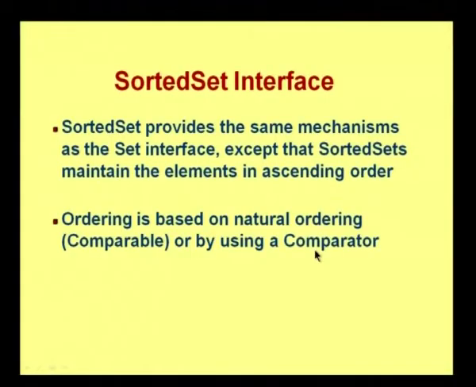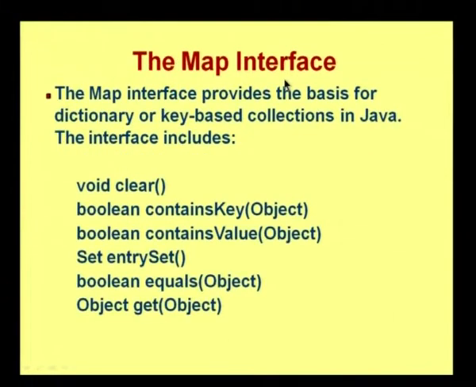So if I have 10 elements, it will be added as the 11th element, whereas if I add an element in my sorted set, it will automatically be placed according to the sorting order. So ordering is based on natural ordering, comparable, or using a comparator. We are going to see about comparable and comparator later on in this session.